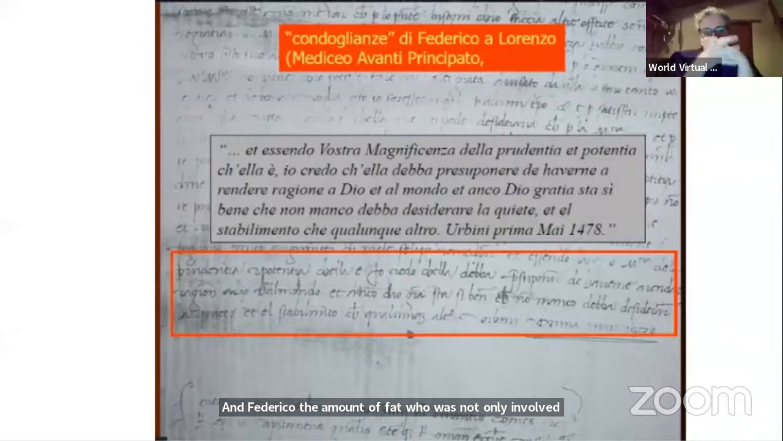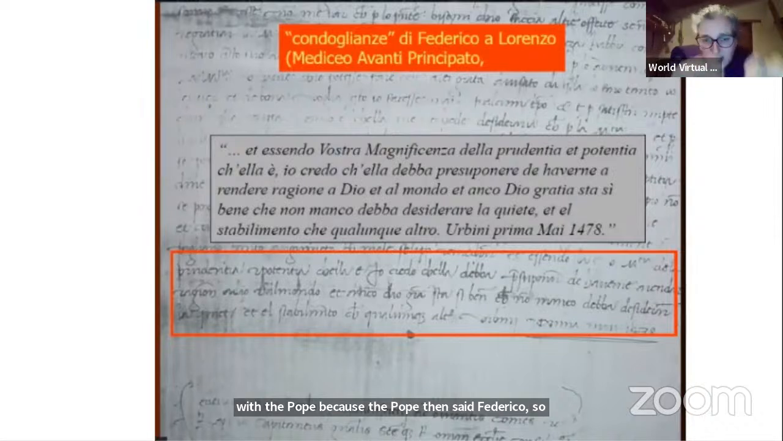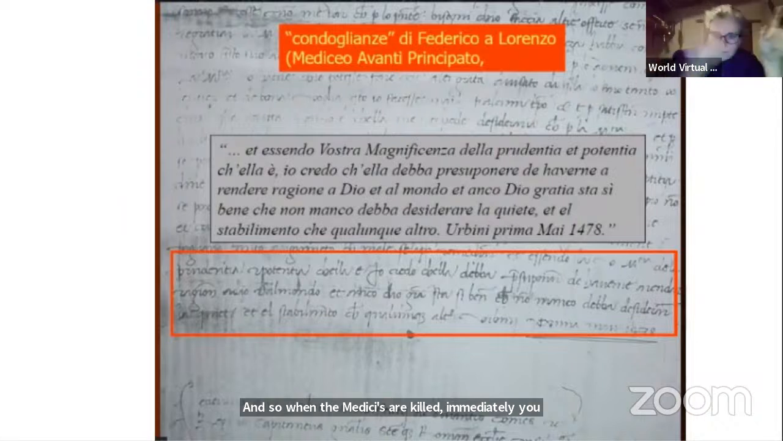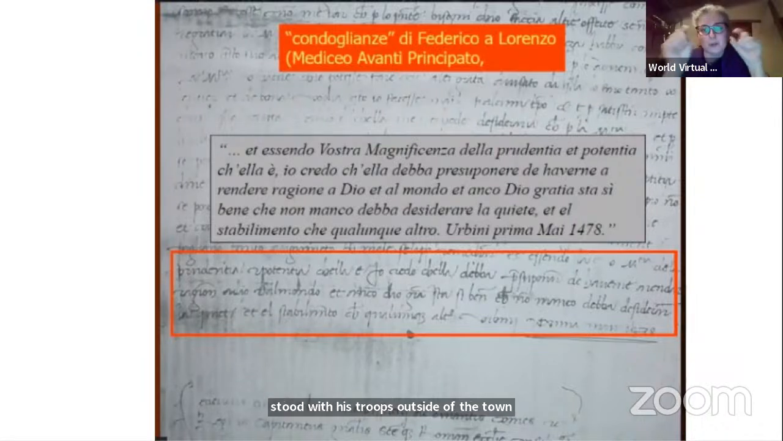So together with the Pope, because the Pope said, Federico, this conspiracy is taking place, and when the Medici are killed, immediately you have to go in with your army, because there will probably be some chaos. So Federico stood with his troops outside of the town walls when the conspiracy happened. But as soon as it was clear that it failed, of course, he left.